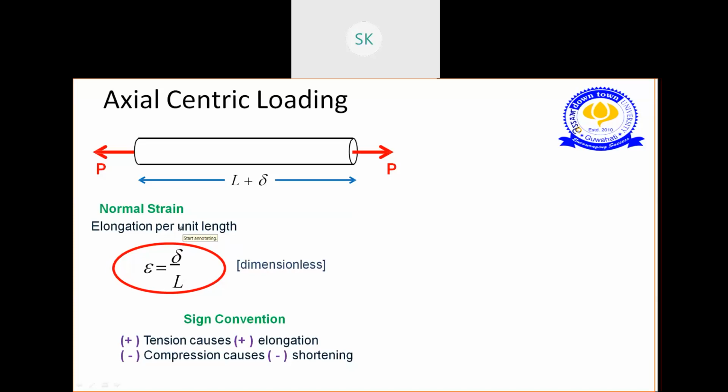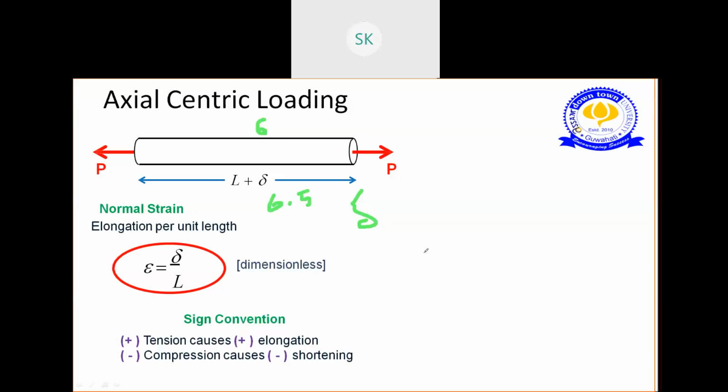Okay. So just like stress, we have elongation also. So elongation is your change in length by original length. Suppose, as an example I gave earlier, the length of this member was 6 meter and now it shifted to 6.5 meter. So what will be the delta value? Your delta value will be 0.5. How? 6.5 minus 6 will give you 0.5. So your strain will be 0.5 divided by how much was the original length? 6. So you'll get the strain value.